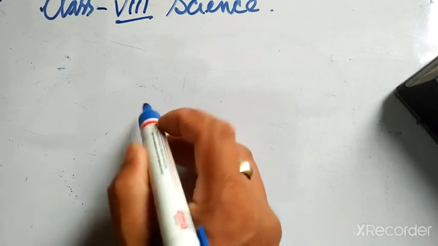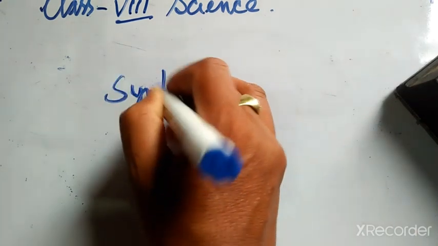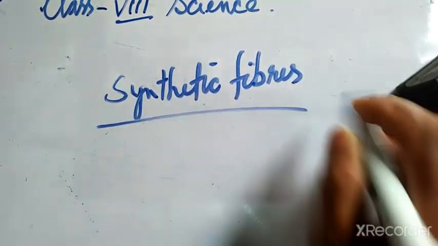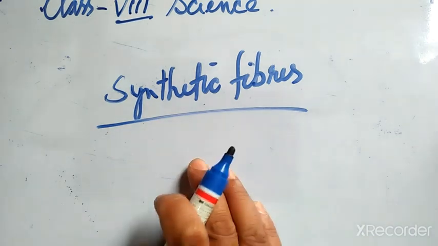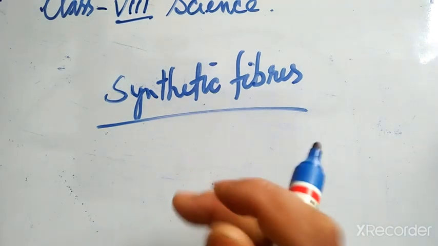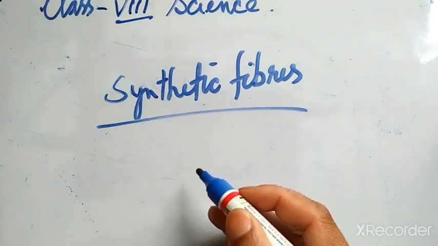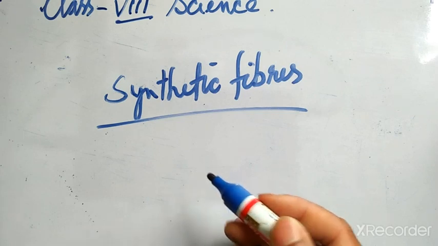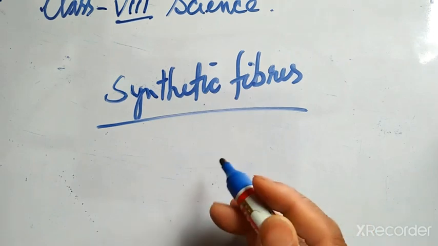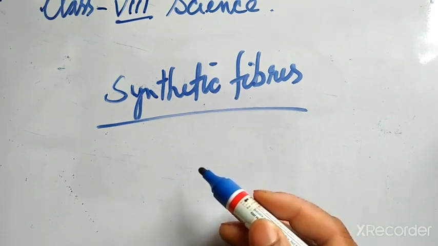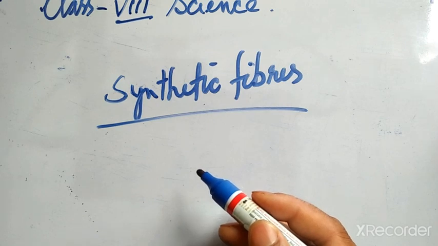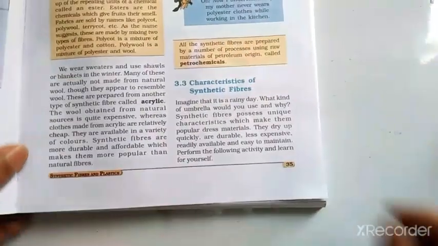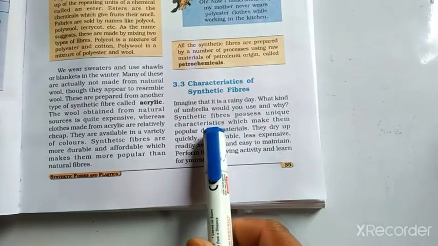Next, let's see the characteristics of synthetic fibers. Some characteristics are there in the synthetic fibers, that means artificial fibers. Synthetic fibers possess unique characteristics which make them popular dress materials. They dry off quickly.